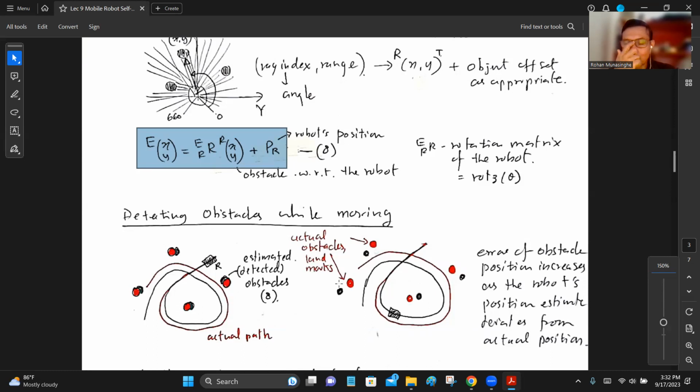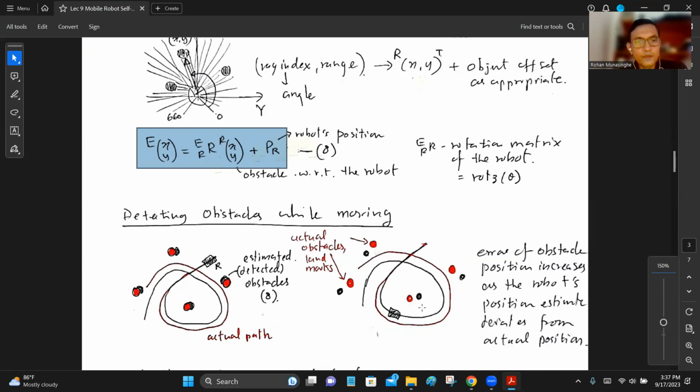Now, can somebody tell me how we can use this information, LiDAR information, to correct the position estimate that we normally do with only the wheel encoders? Any suggestions, please? Can anybody suggest a technique? No idea? All right.